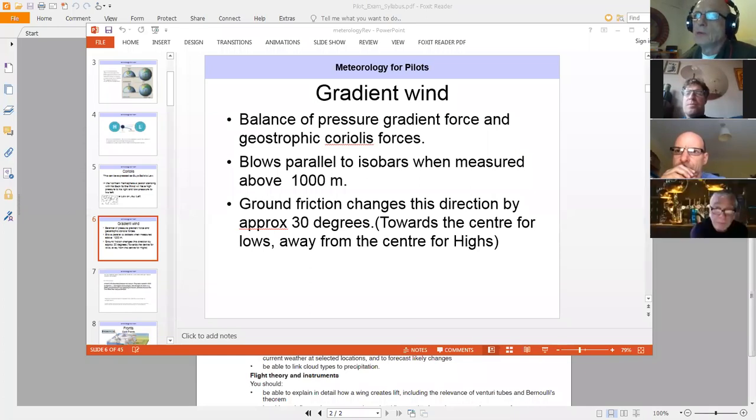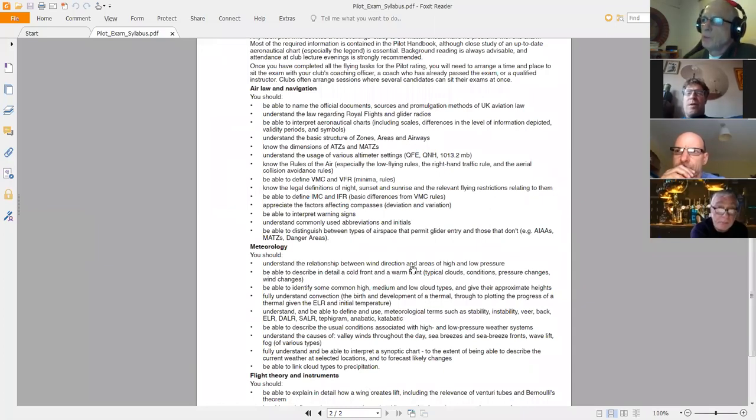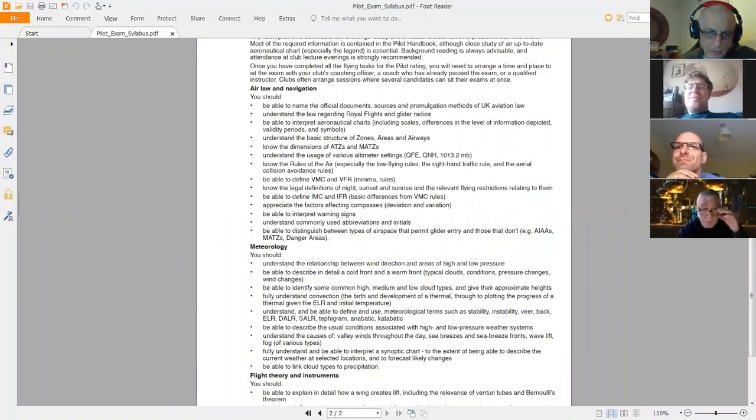Okay, so this is all to do with this first point, which is just understand the relationship between wind direction and areas of high and low pressure. So I think that's fairly straightforward. Let's get on to the next bit.